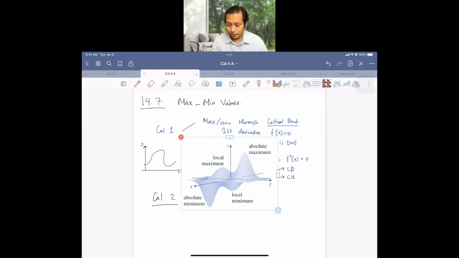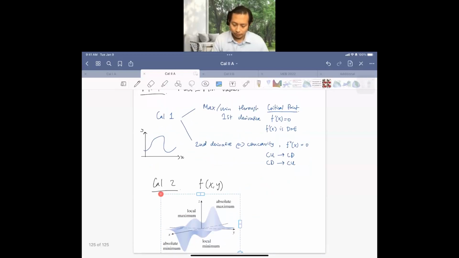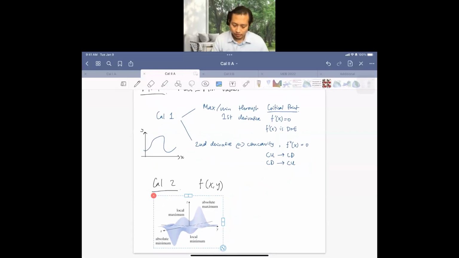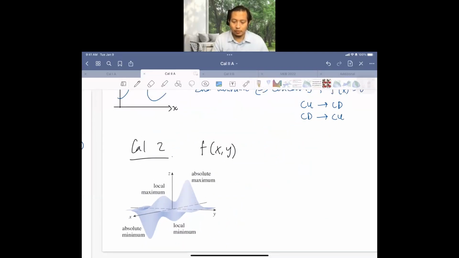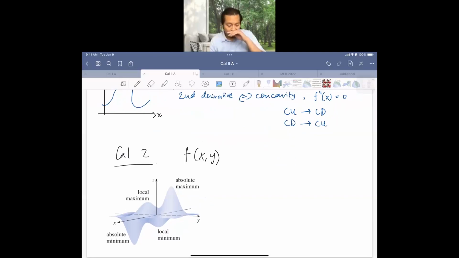So first, let me draw this to give you a clear illustration of how we look at the maximum and minimum values. We have three dimensions, and all the terms are practically similar. We have the absolute maximum for the highest point in the domain, and local if we restrict the area, for example just around a circle, then we say that this is the local maximum.